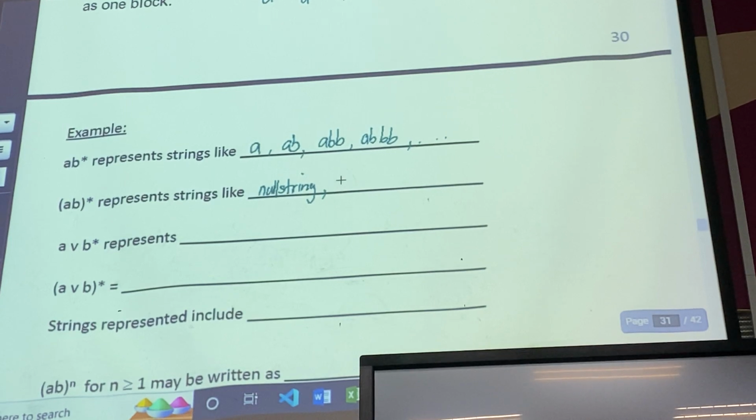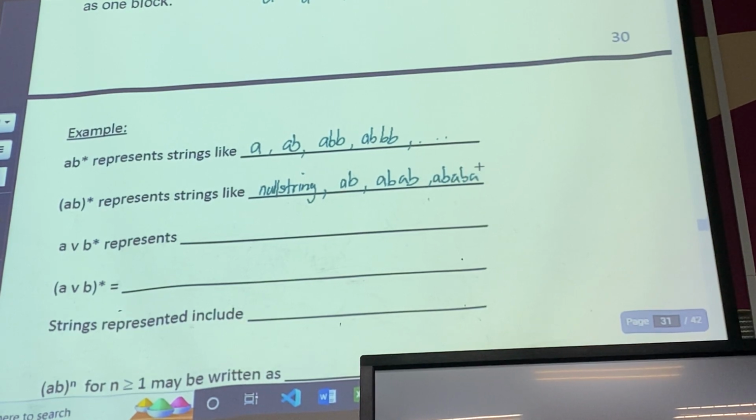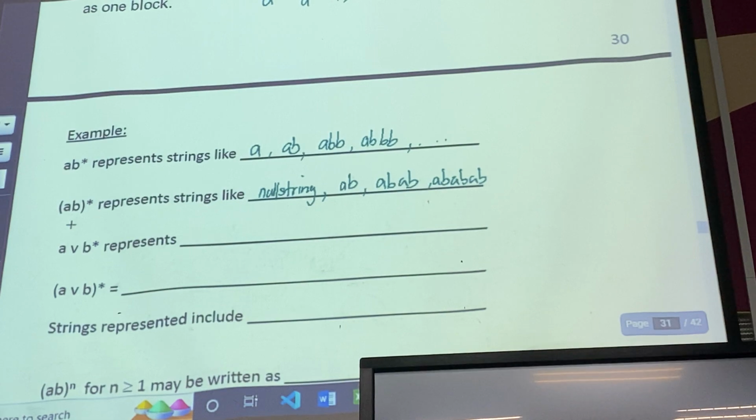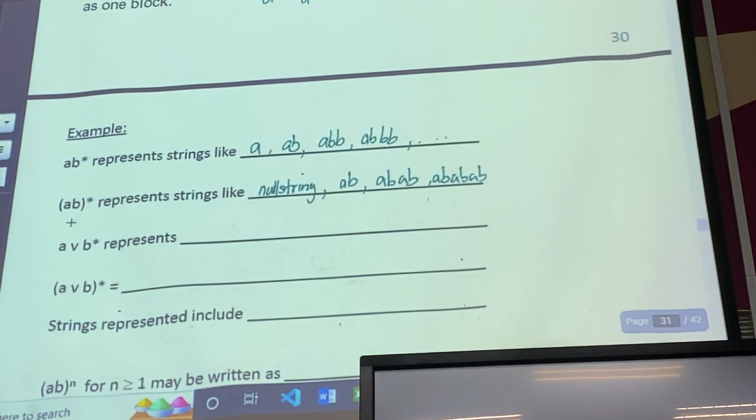Or if you repeat one time, then you will get AB. If you repeat 2 times, you will get AB, AB. 3 times, AB, AB, AB. So this is how the bracket functions here. Meaning that when you repeat, you will repeat the AB together.